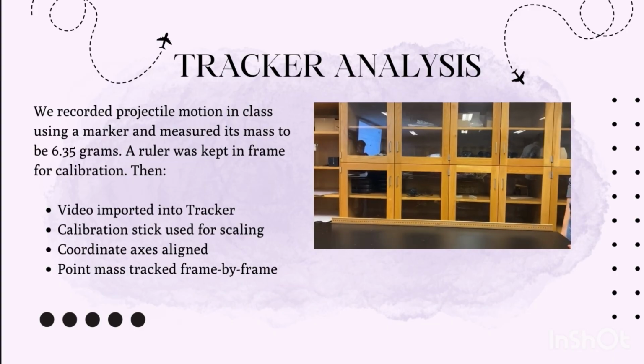So in class, as you can see on the video, we used a marker to record the projectile motion, and then we measured its mass, which came to 6.35 grams, and a ruler was kept in frame for calibration.